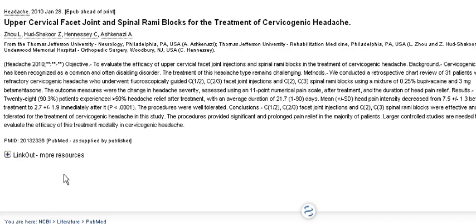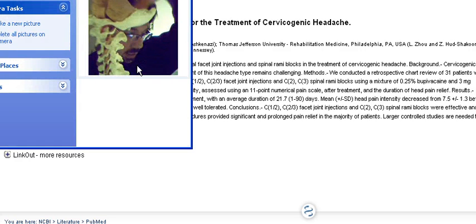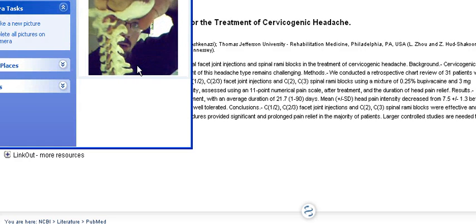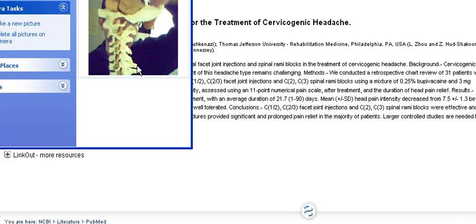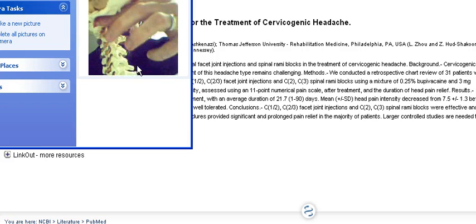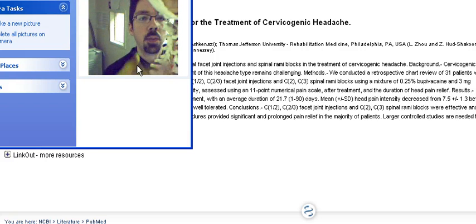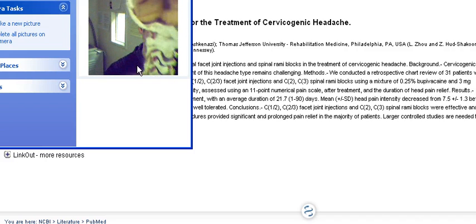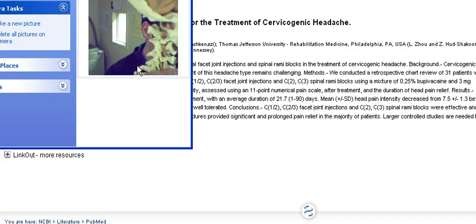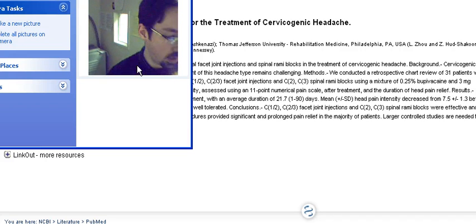So if I point this out on my model, it's going to look something like this. Here's the back of the skull. We have the top of the spine here, the C1 vertebrae. We have the C2 vertebrae here. The spinal rami, it's these little guys poking out here. So they're actually injecting a painkiller into the skin to stop nerve conduction from the back of the spinal cord that goes back up into the head.